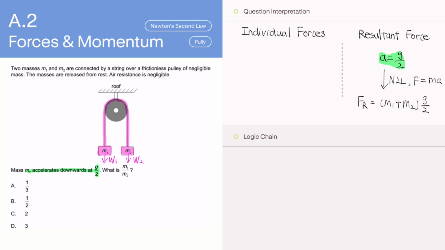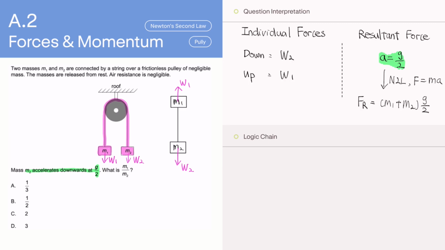Think about it. The answer is no, because the pulley is changing the direction of the force. This is the trickiest part. The pulley's job is to change the direction of the force. If we simplify the diagram by removing the pulley, we will see W2 acts downwards and W1 acts upwards. This is because the pulley changes the direction of W1.